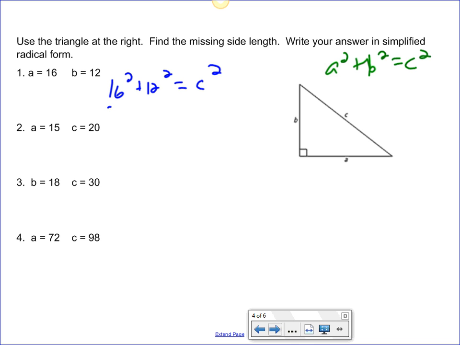Sorry, 256. 256 plus 144 is equal to C squared. So 256 plus 144, that's 400, is equal to C squared. So to figure out what C is, we simply take the square root of both sides. So that would tell me that C must be equal to 20.